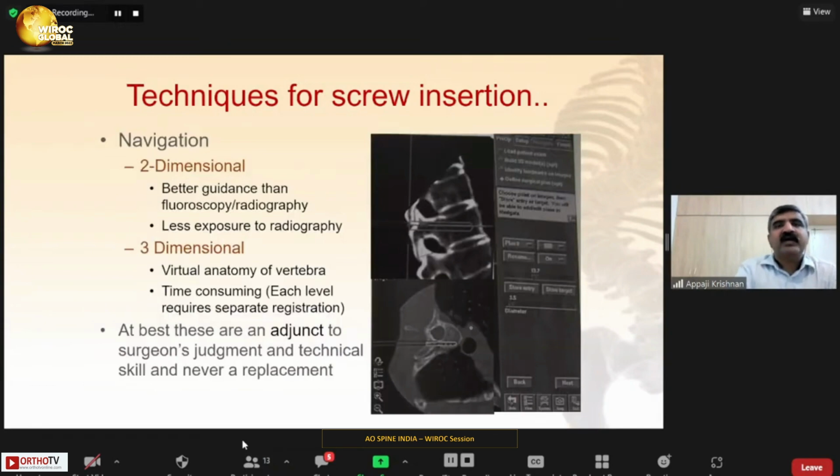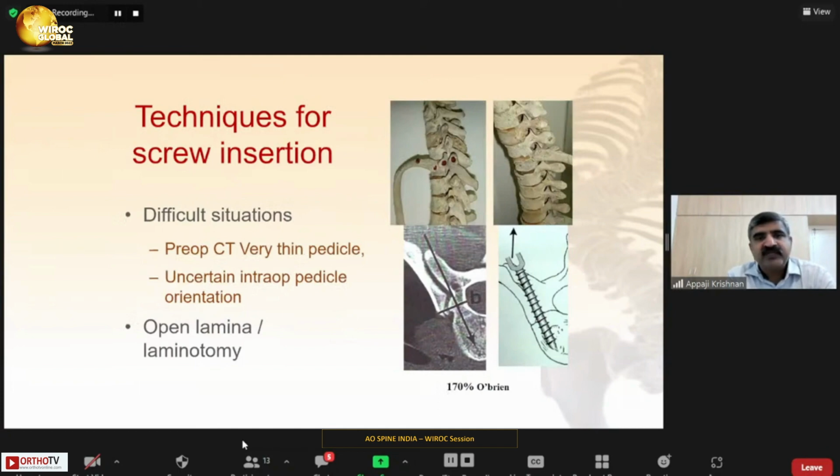So the other technique of screw insertion for thoracic pedicle is better guidance with a 2-dimensional navigation. A 3-dimensional model, and you can even have an intraoperative CT scan with a 3-dimensional navigation. And in difficult situations, we study the thoracic pedicle if it is very thin, and if it's uncertain intraoperative pedicle orientation, you can do an open laminotomy, palpate the thoracic pedicle, and then insert.